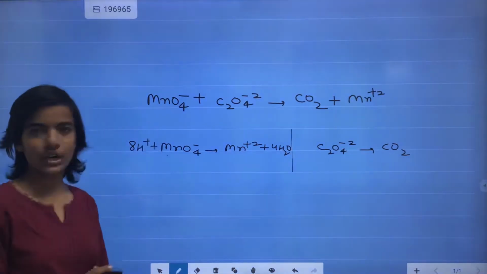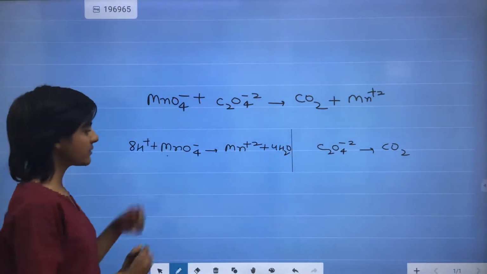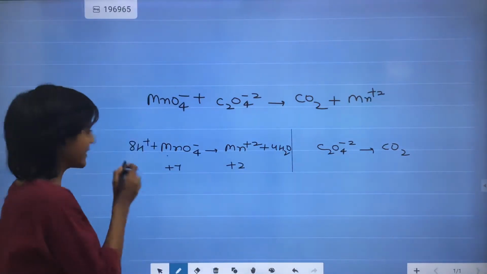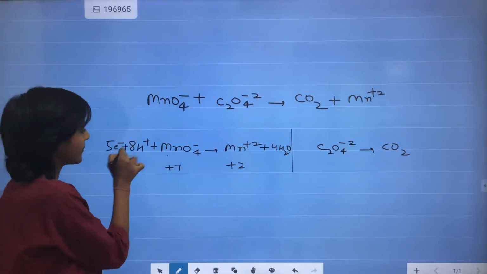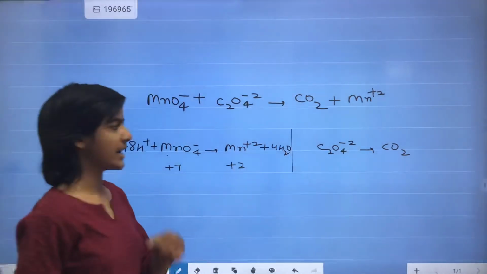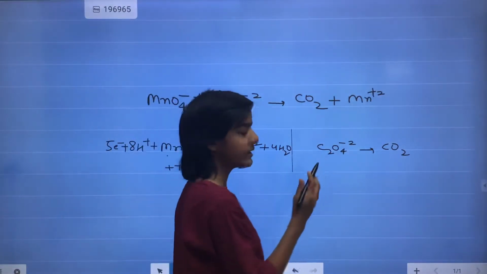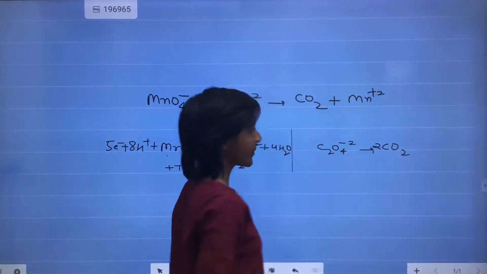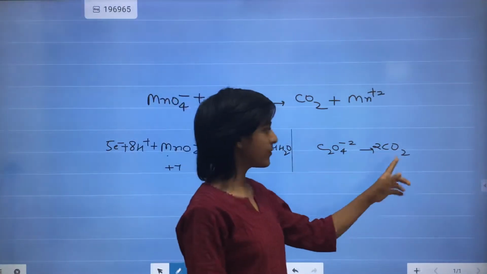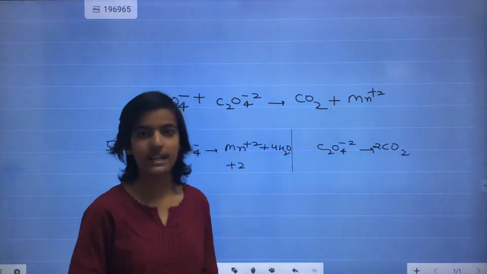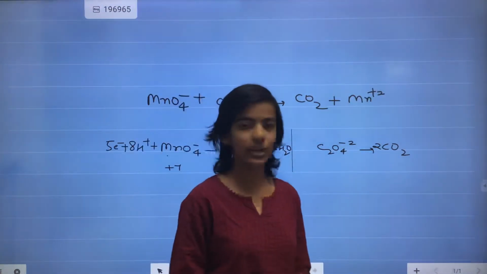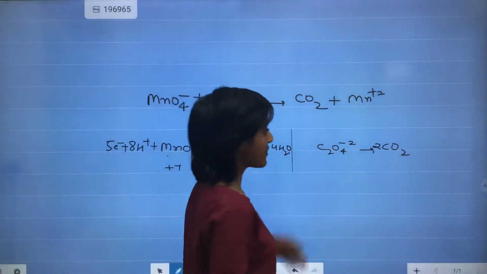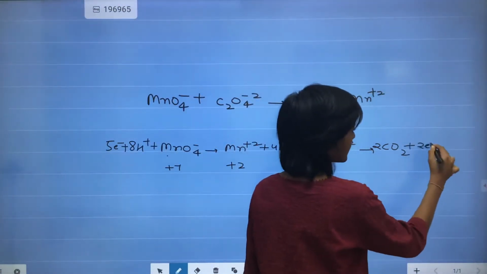Now we talk about charge. Here the charge is plus 8 minus 1, which is plus 7, and here it is plus 2. There is a difference of 5, so we will add 5 electrons over here. Now we balance the other half reaction. Other than oxygen and hydrogen, here it is carbon, 2 carbon and 1 carbon, so 2 CO2. Now oxygen, here it is 2 into 2, 4 and 4, so oxygen is balanced and there is no hydrogen, so we don't need to balance hydrogen. Then charge, here the charge is minus 2, so we'll add 2 electrons over here.